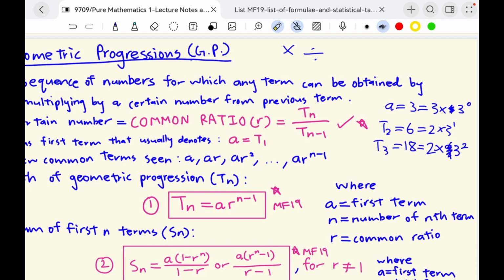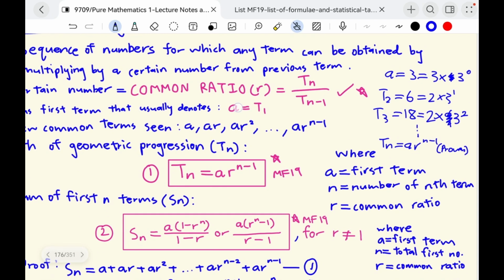So what you can see over here, for the first term, T1 is 3 times 3 to the power of 1 minus 1, 2 minus 1, 3 minus 1. So we have summarized that Tn for the geometric series is the first term times r to the power of n minus 1. So therefore, we have proven this formula. Okay?